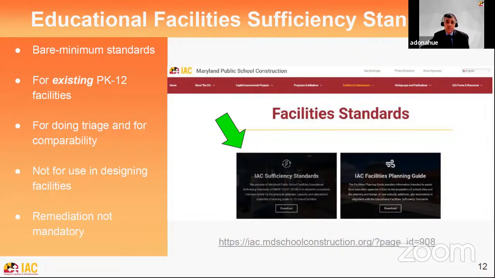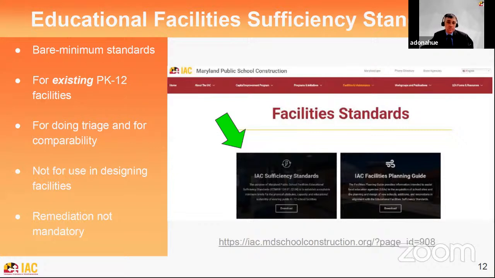This is one reason why it's been a really special privilege for me as a former public school teacher and high school principal to have been involved in the development of the Maryland Educational Facilities Sufficiency Standards and to see their application now in this statewide assessment. The standards, which are included in your materials and are also available on the IAC's website, are what we use as the yardstick for the sufficiency portion of the statewide assessment.